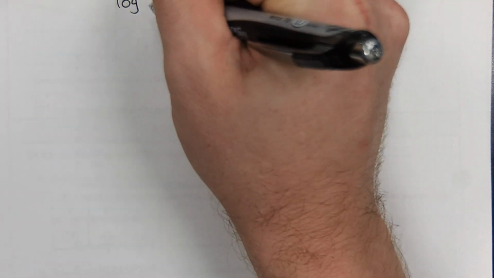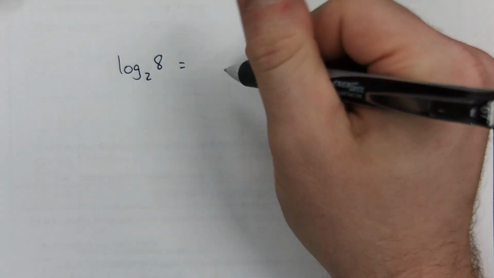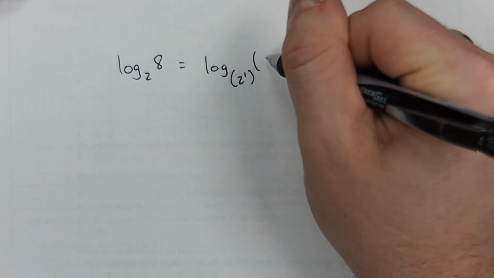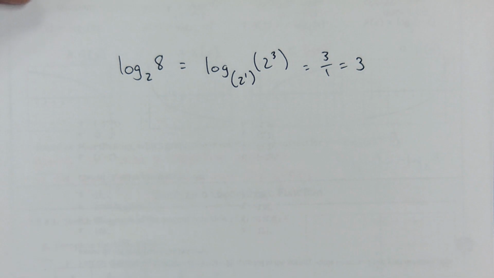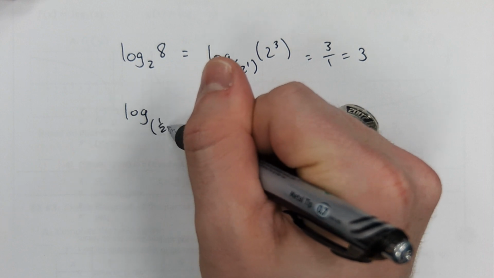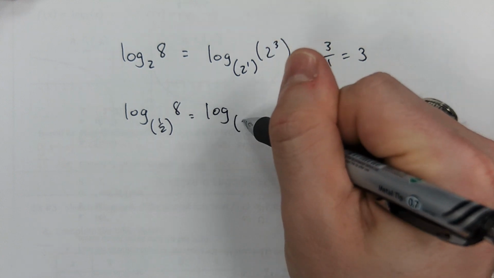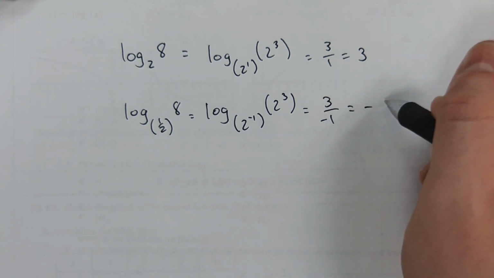On yesterday's extra credit, I had you guys working on evaluating logarithms, and I told you I was cool with you using the trick. So if I said log base 2 of 8, I know this one's obvious, but you would have done it like this: log base 2 to the first of 2 to the third, and you would have done this power over this power, and you would have gotten 3. So if we had done this, log base 1/2 of 8, then that 1/2 would have been 2 to the negative 1. So it would have been 3 over negative 1, which is negative 3.